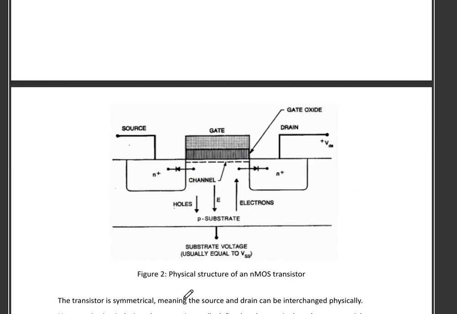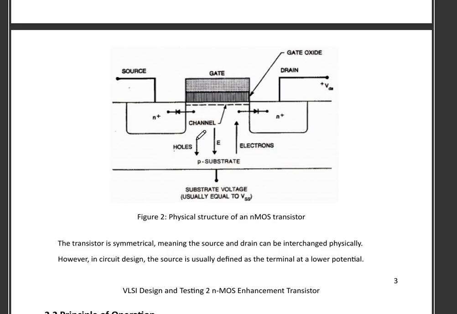So this is the physical structure of NMOS transistor with two N plus doped regions and P substrate, and this is the polysilicon layer, and it is the gate terminal. Here is the source terminal, and this is the drain terminal.